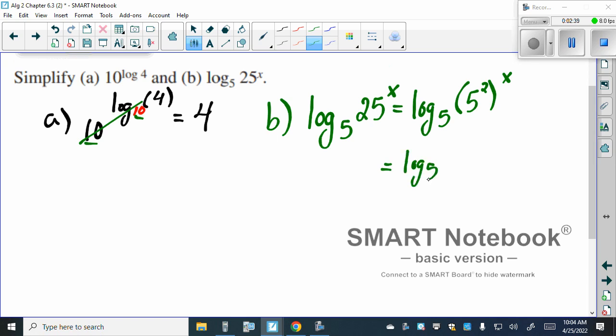Now, powers of powers multiply. So our 2 times x is just going to give us 5 to the 2x. Now, just like with the last one, log base 5 of 5, this is going to simplify. It's going to undo itself, leaving us with what? 2x. So log base 5 of 25 to the x simplifies to 2x. Questions on this here?